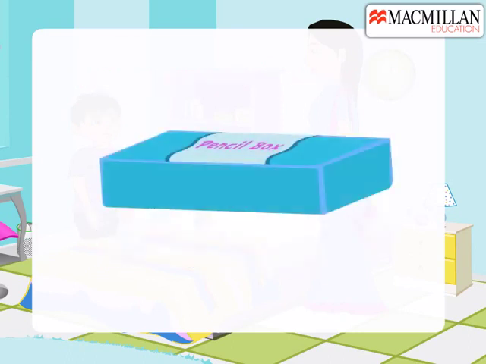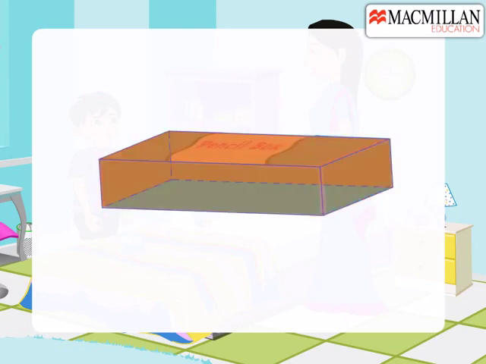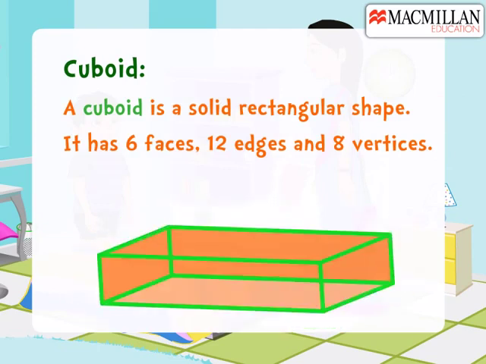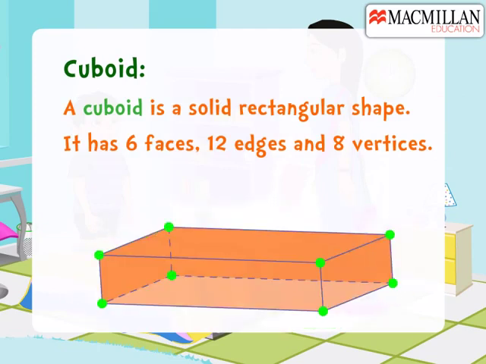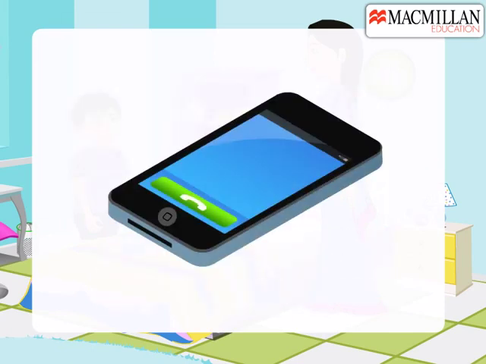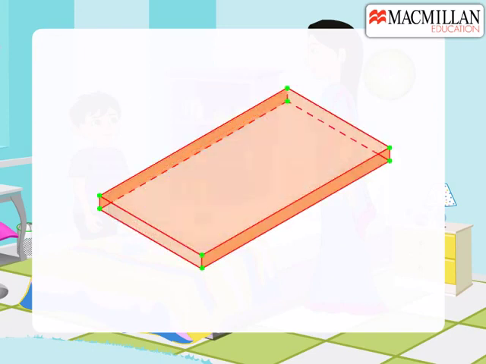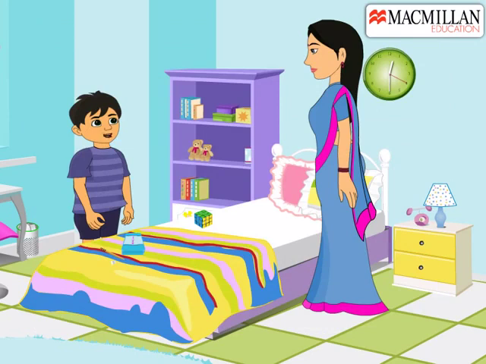Also, if we look at the structure of the pencil box, then you will find that it's a cuboid. A cuboid is a solid rectangular shape. It has 6 faces, 12 edges, and 8 vertices. That means, Mom, your mobile phone is also a cuboid. Yes, of course. Mom, then what do we call my Rubik's Cube? Is it also a cuboid?